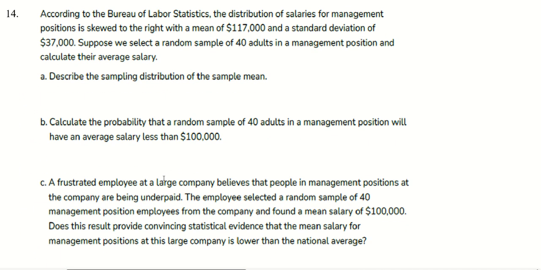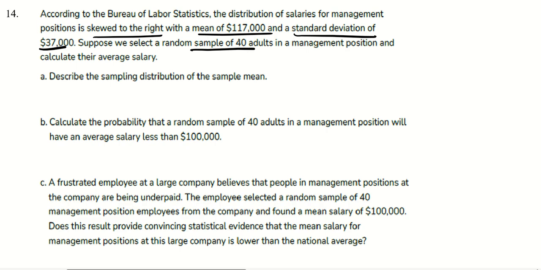According to the Bureau of Labor Statistics, the distribution of salaries for management positions is skewed to the right, with a mean of $117,000 and standard deviation of $37,000. Suppose we select a random sample of 40 adults and calculate the average salary. Describe the sampling distribution.